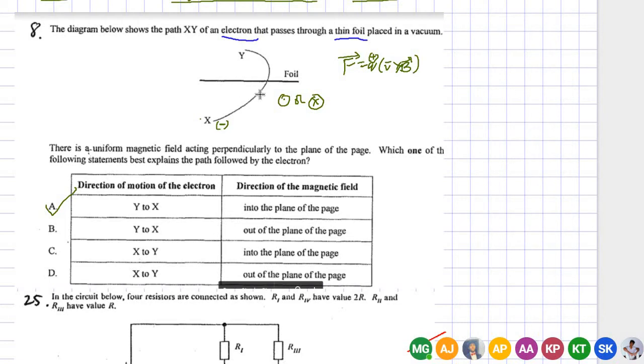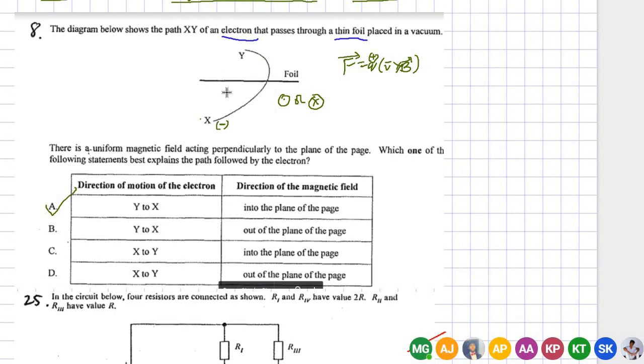So the foil is like a thin barrier through which the electron is trying to move, and it will collide with the atoms in the barrier and slow down. So that is the main point you need to apply here. Now there is a uniform magnetic field acting perpendicular to the plane of the page. So it could be either out of the page shown by this dotted circle or into the page shown by the crossed circle. Which one of the following statements best explains the path followed by the electron?